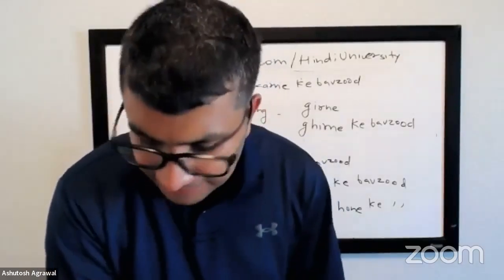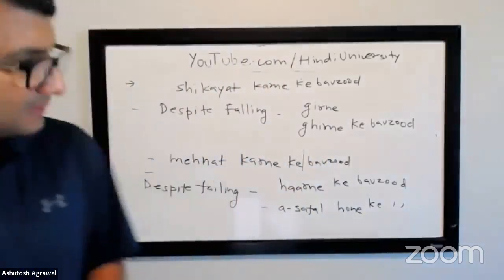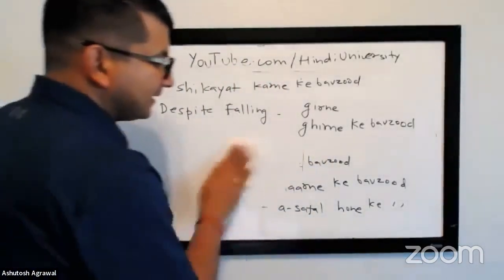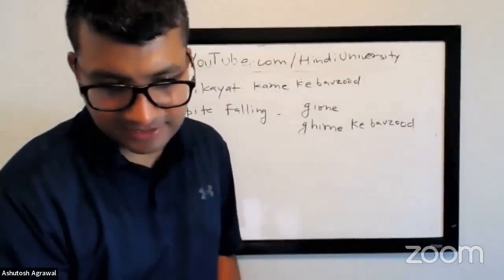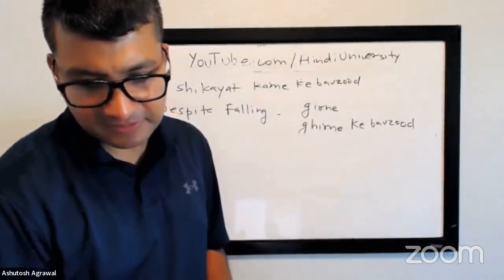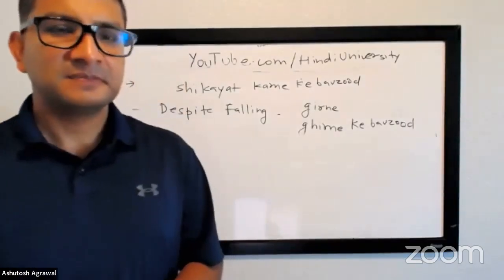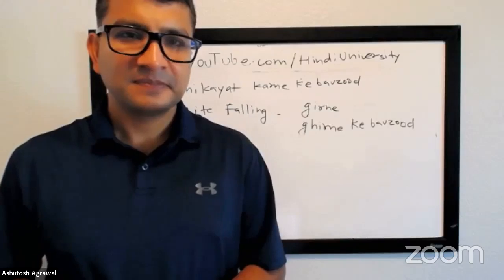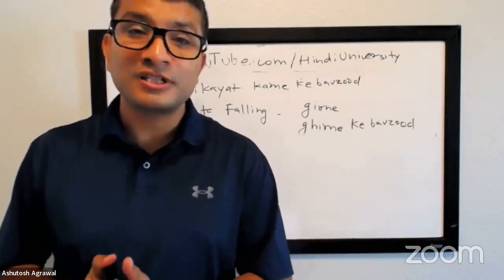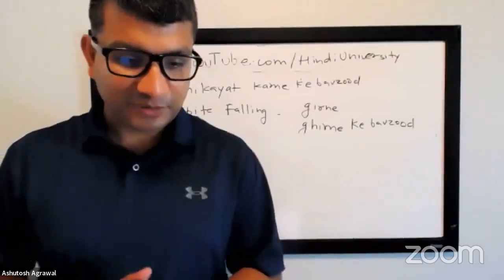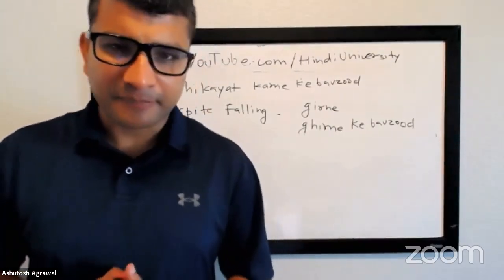Okay, let's make some sentences. Who would like to try making some sentences? Let's do this. I could try one. Okay, let's try it out. गिरने के बावजूद उसने दौड़ जीता. Very good. गिरने के बावजूद वह दौड़ जीता. Okay, that's great. उसने दौड़ में participate किया. Okay.